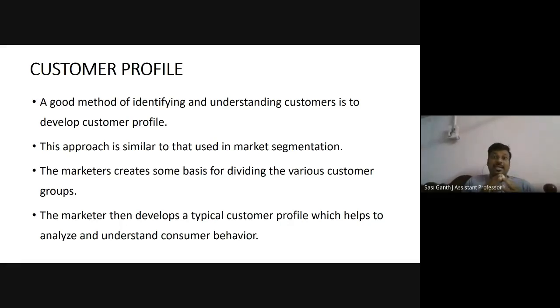I told you before, either you can go into age category, or you can go dividing them into groups by their economic position, or by their lifestyle. For example, if you go for their lifestyle, you can go for high status people, or middle class people, or low income generating people. You can categorize accordingly, then you can sell your product accordingly to them. So the marketer then develops a typical customer profile. I need to develop a customer profile which helps to analyze and understand customer behavior. After assessing all the customer profiles, what I do as a marketer is to understand each and every customer's behavior.